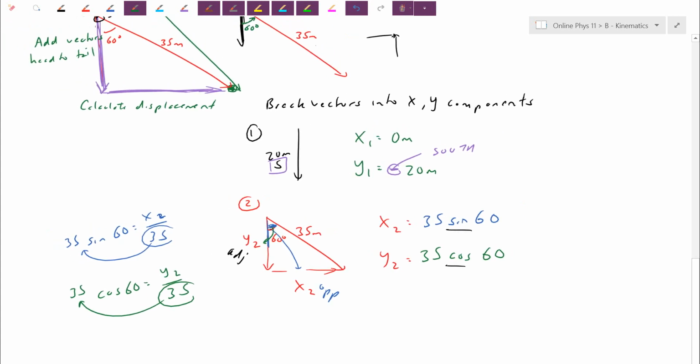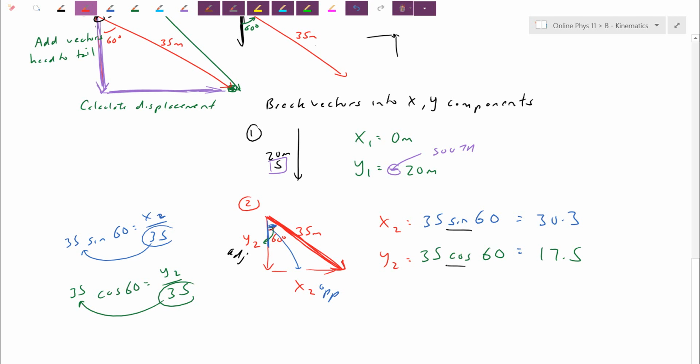Making sure we're in degree mode again. Let's go 35 sine of 60. 35 sine 60 here is 30.3. 35 cos of 60 gives me here 17.5. So what I'm saying to you here is, I know realistically you actually walk this diagonal, right? You cut across the park and you walk this 35 meters here.